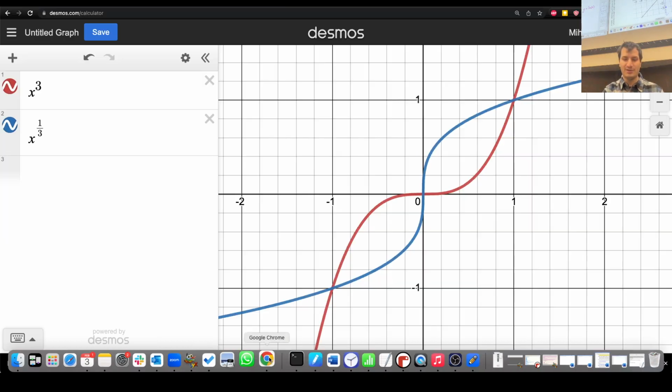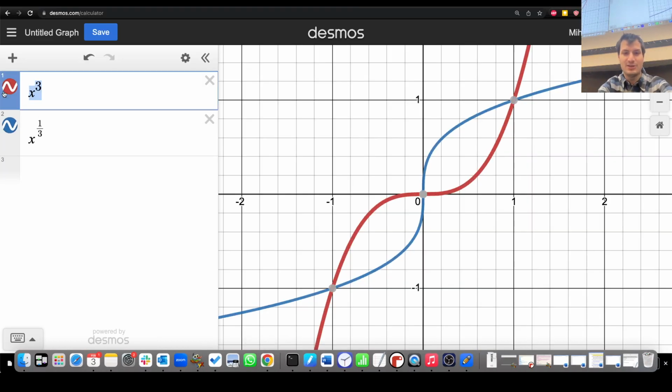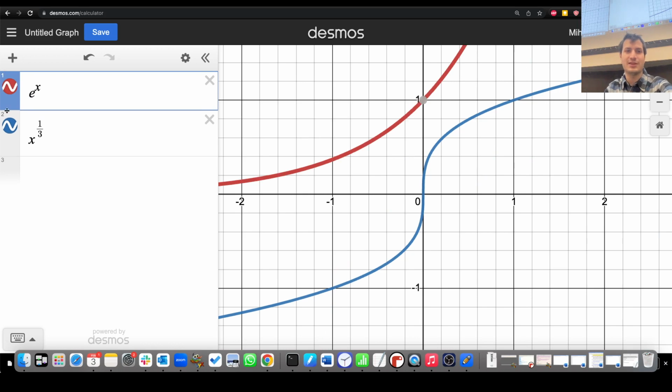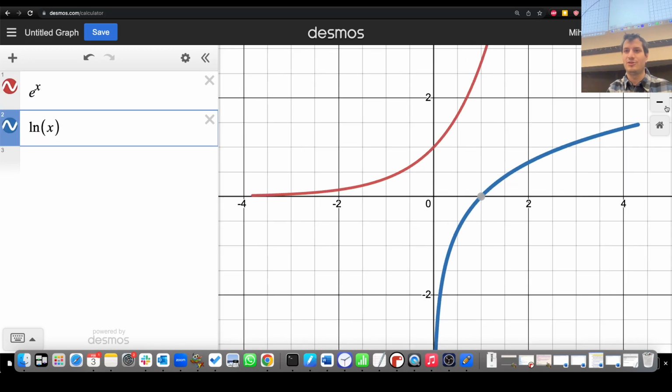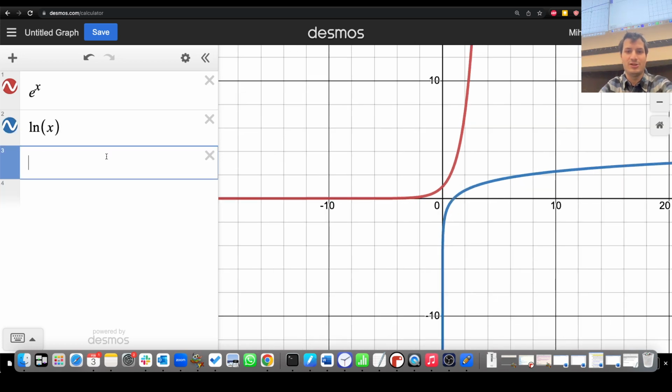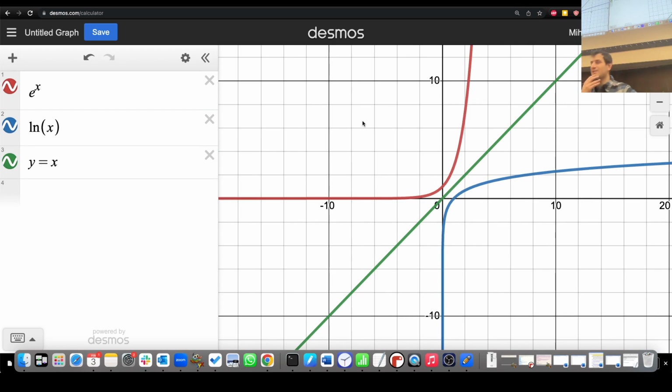And we can check again, if you want to check these things, you can check e to the x looks like that, and the ln of x looks like that. They kind of mirror each other in the line y equals x down the middle. Okay, fancy version of what's in your notes.